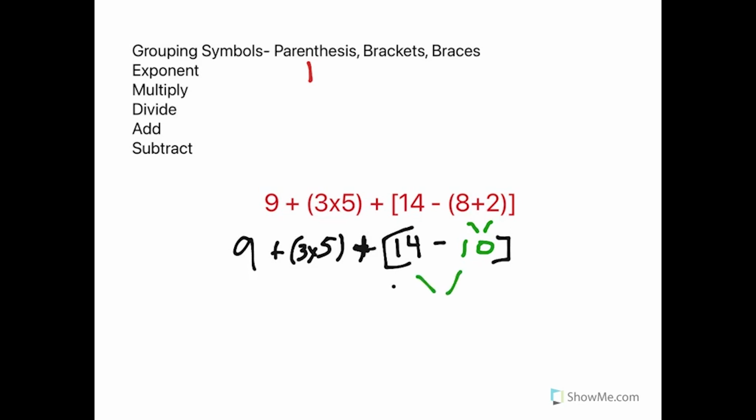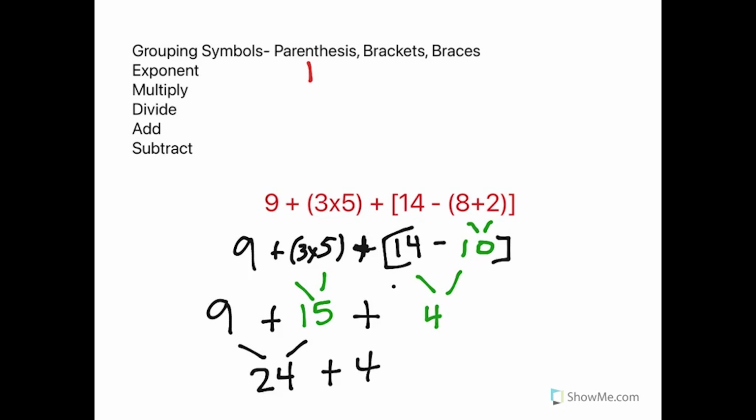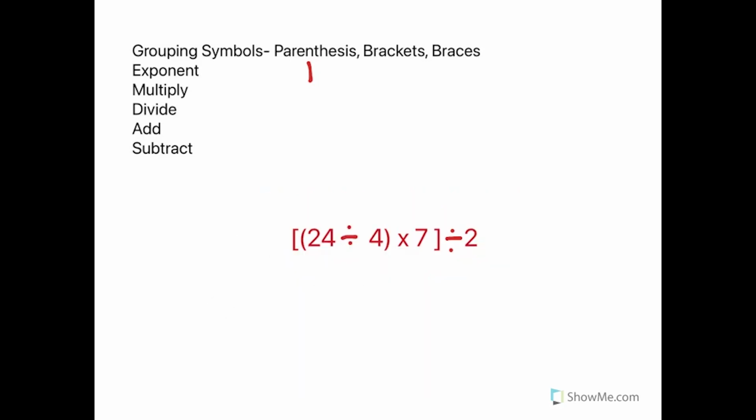If we do 14 minus 10 is 4, bring down the plus sign, and 3 times 5 is 15. Then we're going to bring down that plus sign, do the 9, and now we're going to add the 9 and 15 together, which is 24. Add the 4, and we get 28 for our answer. All right, let's look at this problem.